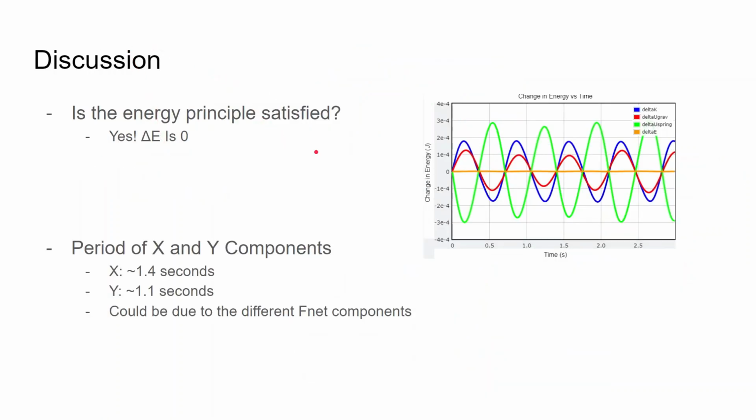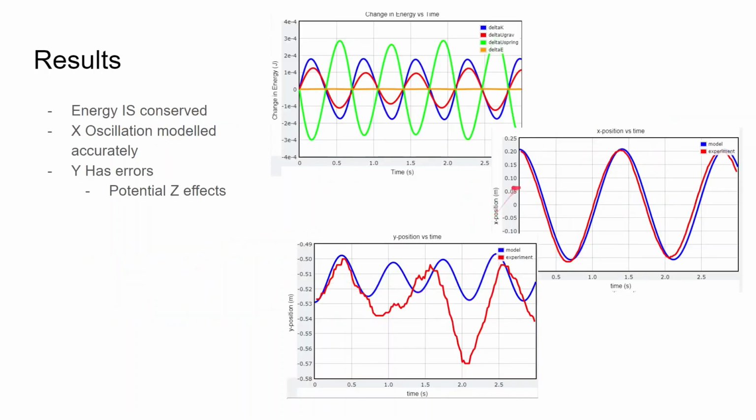As for discussion, is the energy principle satisfied? Yes, delta E is 0. It's not a perfectly straight line if you look really close at it, but that's beside the point. As for the period of the x and y components, the x component period is about 1.4 seconds, while the y component period is about 1.1 seconds.